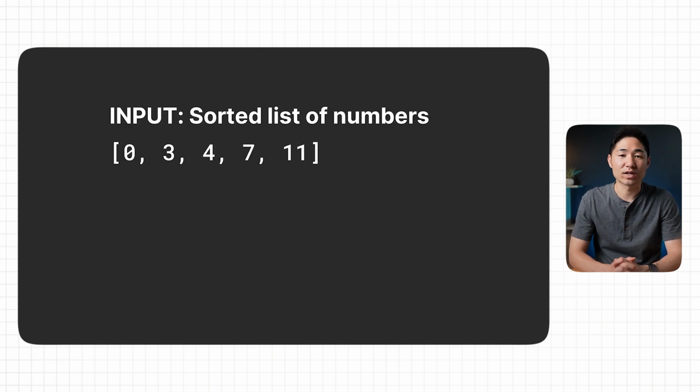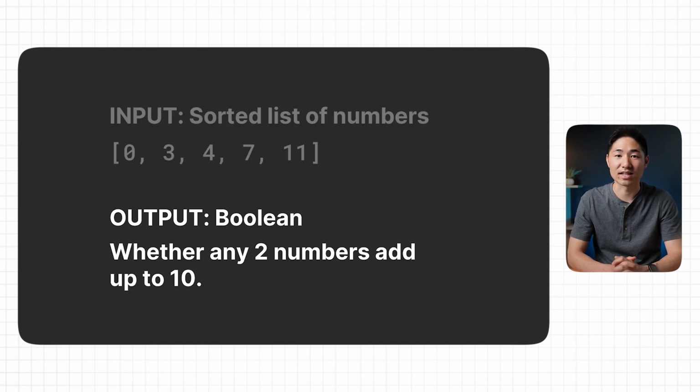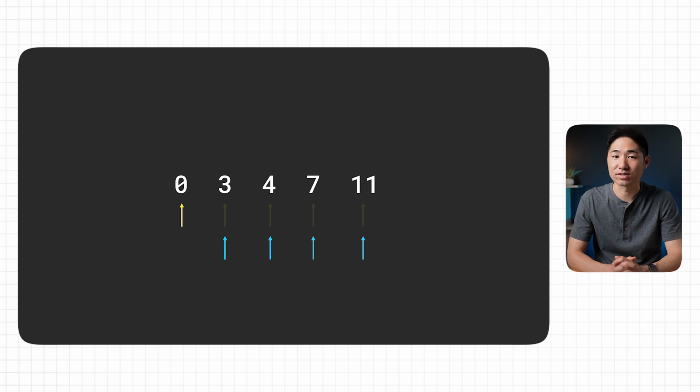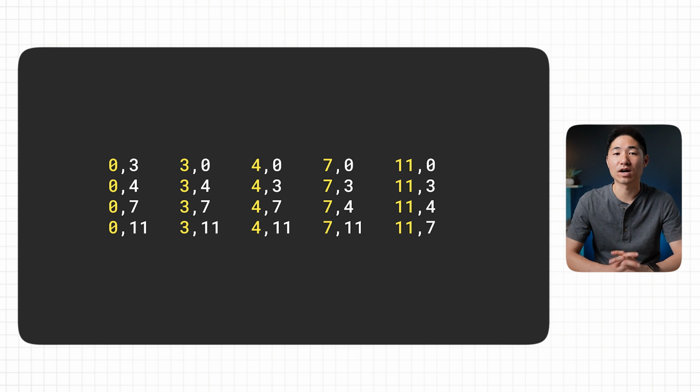Let's say that we're given a sorted list of numbers and we want to write an algorithm that returns a Boolean if any two numbers in that list add up to 10. A brute force approach would be to have an outer loop that visits each item in the list and an inner loop within the outer loop that looks at all other numbers in the list. This means that for the number 0, we check all other numbers, 3, 4, 7, and 11, and see if any of these combinations sum up to the desired target of 10. We would then iterate the outer loop and repeat the process to check all combinations that include the number 3. This approach ensures that we see all possible combinations in the list.